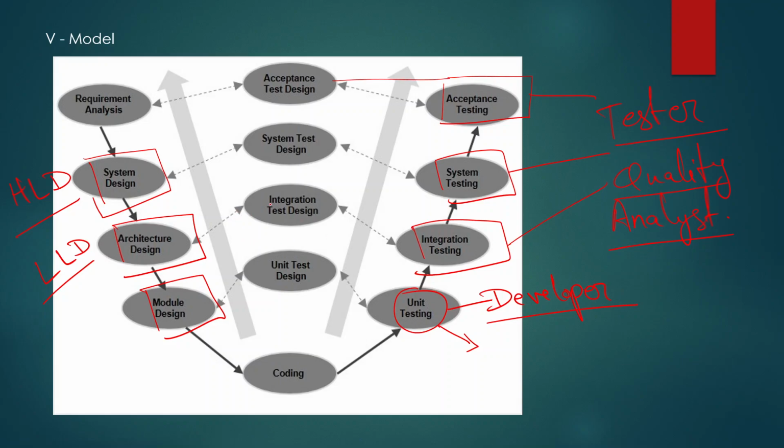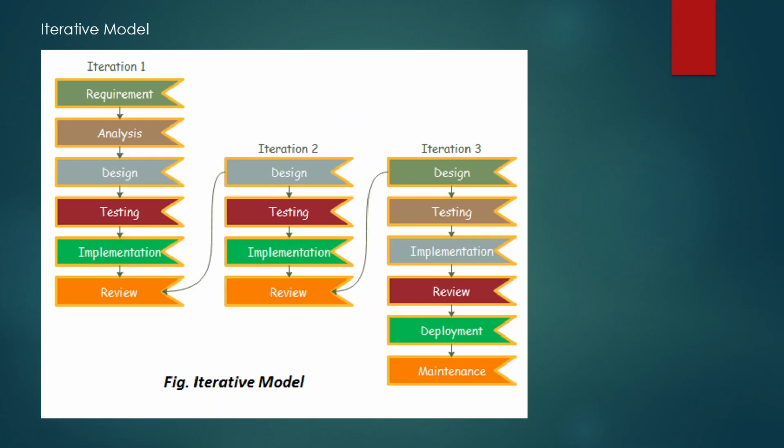The requirement analysis will start, and at the same point of time, they are going to design their acceptance testing cases, the system testing design. This is majorly the V model. Any doubt in this? No. Okay. So let's come to the iterative model.